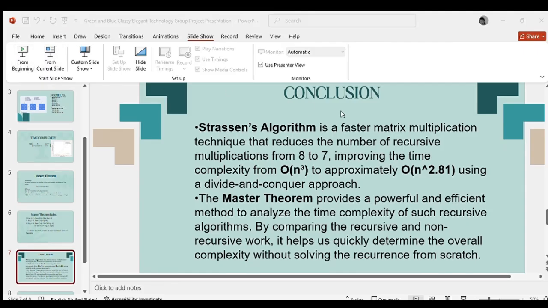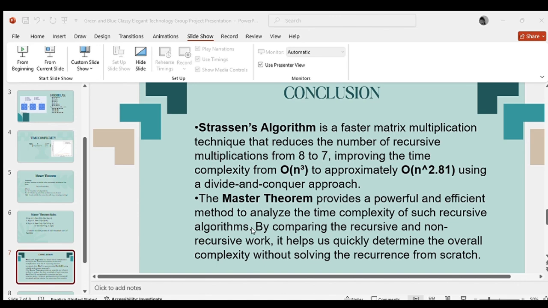The conclusion is that Strassen's algorithm is one of the fastest ways to multiply matrices that have size greater than 2. Strassen's algorithm helps us a lot in matrix multiplication by reducing the number of multiplications from 8 to 7, improving the time complexity from big O of n cubed to approximately big O of n raised to power 2.81, using the divide and conquer approach.